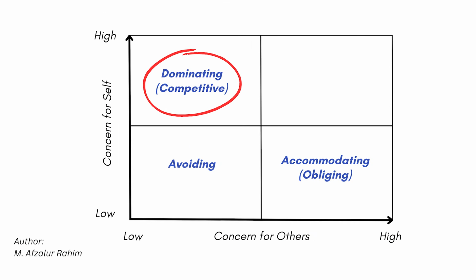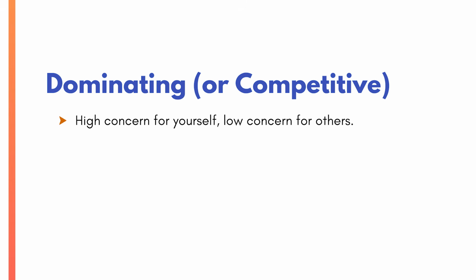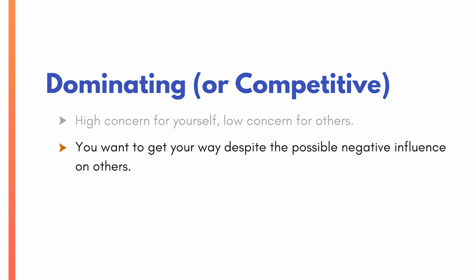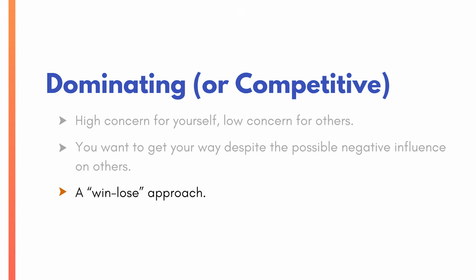The third is the dominating or competing style. If you have a high concern for yourself but a low concern for others, then you'd be seen as dominating. This is where you want to get your way, even though there might be possible negative influences on other people. Some competitive people will only feel satisfied if the other person has lost out in some way. So we call this the win-lose approach because you want to win, but you also may want the other person to lose.